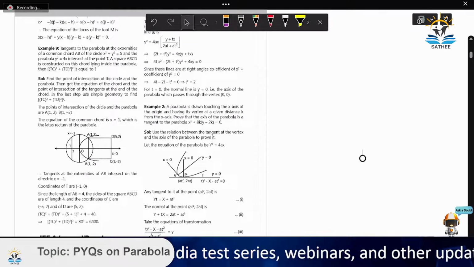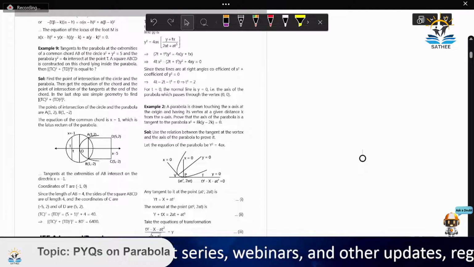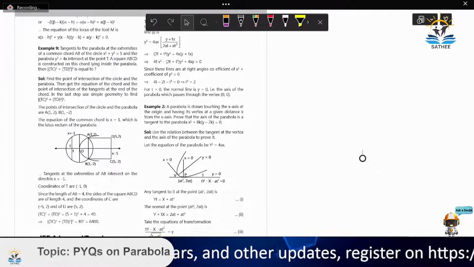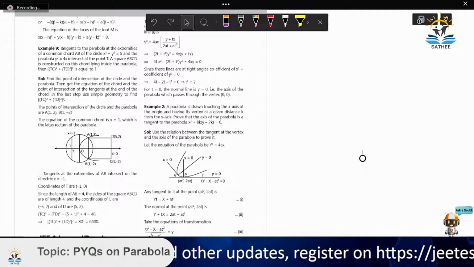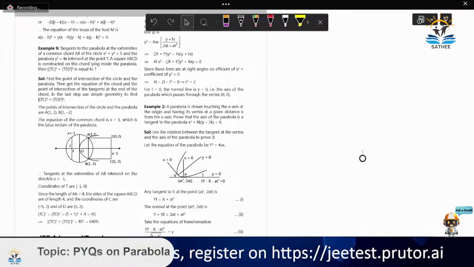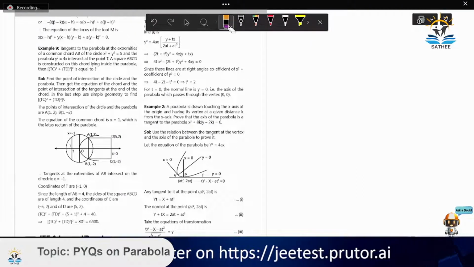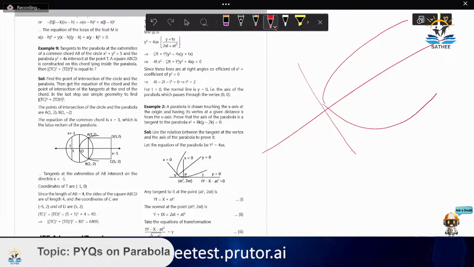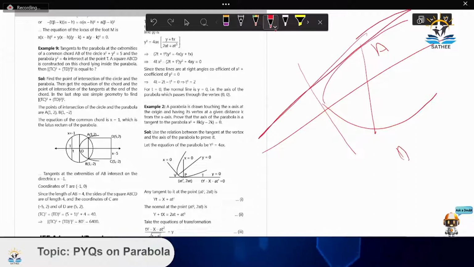I'm really sorry, guys. So what do we have here is the tangents to the parabola at the extremities of the chord AB of a circle x square plus y square is equal to 5, and the parabola y square is equal to 4x intersect at the point T. Okay, so what does it say? We have the tangents to the parabola at the extremities of a common chord. So we have a common chord AB, and we have tangents from both of these sides. So this is done.